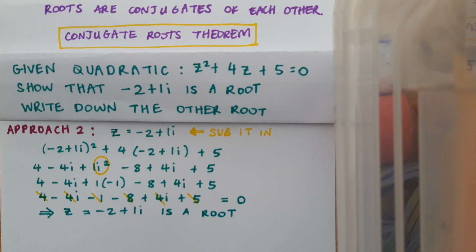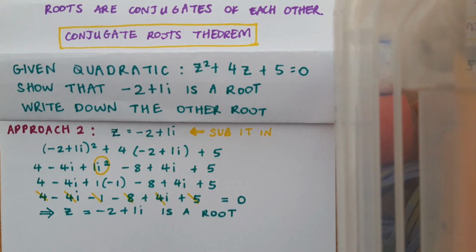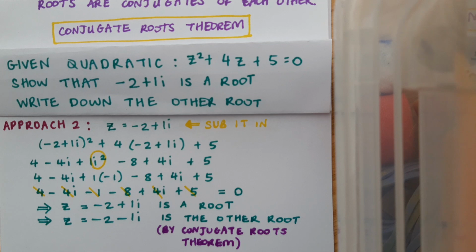Now that I'm sure that minus 2 plus 1i is a root, I have direct access to the second root. And that is, of course, because the quadratic that I'm dealing with, z squared plus 4z plus 5 equals 0, has real coefficients. So that means that once I know one of the roots, the other root must be the conjugate of that root.